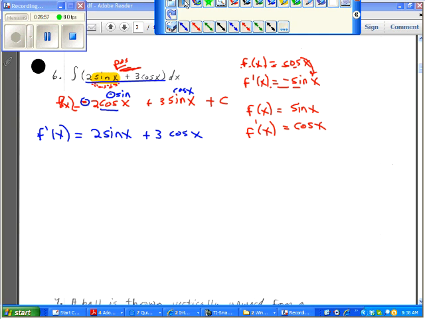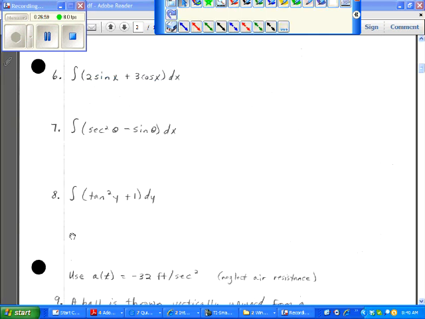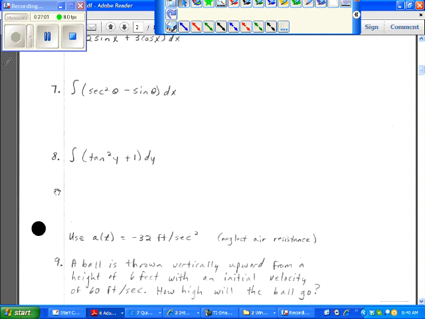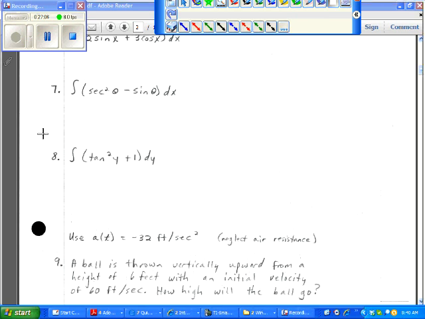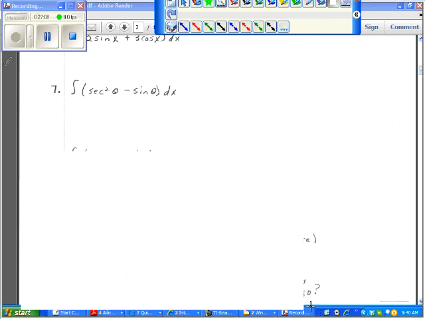All right, well, let's continue this. We'll just do it with the next one. Secant squared. What jumps into your brain when you see secant squared?